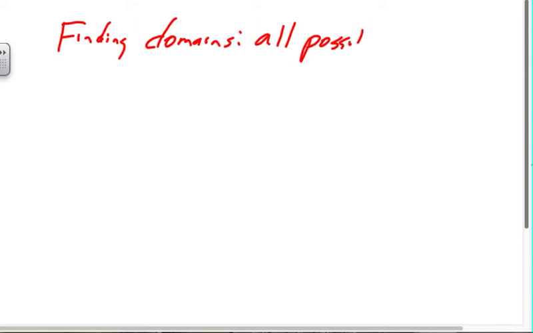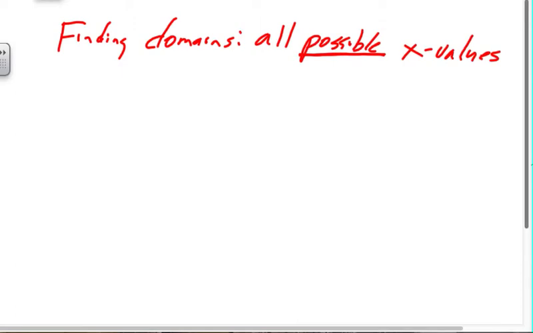Finding domains. These are all possible x values. And one of the things that's going to trip some of you up is this word possible. Something may be possible in a function, but is not possible in a problem situation.